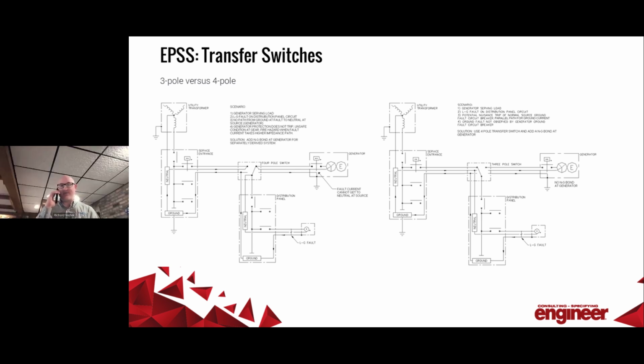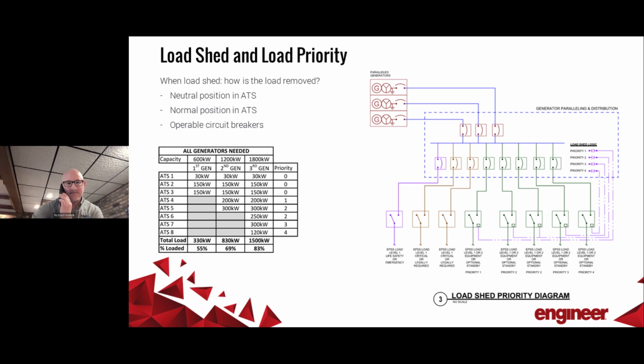If we are not separately derived and the existing facility has 3-pole ATSs and bonded neutrals, then we have to match that throughout. So we're going to want to take into consideration the existing facility and whether or not we're separately derived on the generator side, and we always have to remember to maintain that.